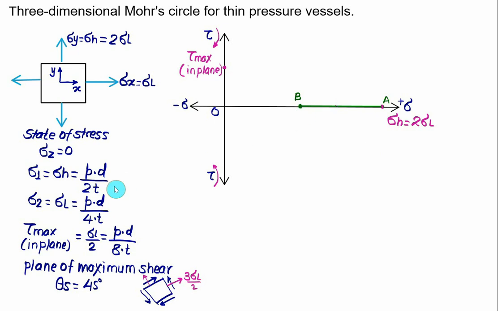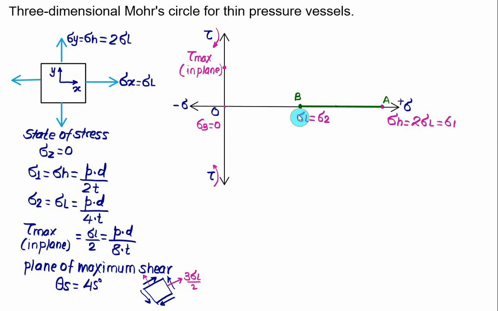Then the second stress is sigma L, which is half of the hoop stress. So let's mark OB, equal to sigma L, and we will assign it as sigma 2, and the higher value will be sigma 1. So sigma 1 represents the maximum value of normal stress, sigma 2 represents the intermediate value, and the third value, the radial stress, we will assign equal to 0. So in this case sigma 3 will be equal to 0.